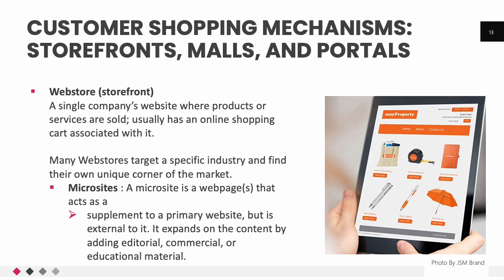All right, so let's see from the web store, digital storefront. Okay, so you know that the web store, it's like a single company's online shop. So it's like a physical store, but on the web. Okay, they have a shopping cart. They have a targeted niche. They focus on a specific industry. They focus on the people that really need this kind of products.